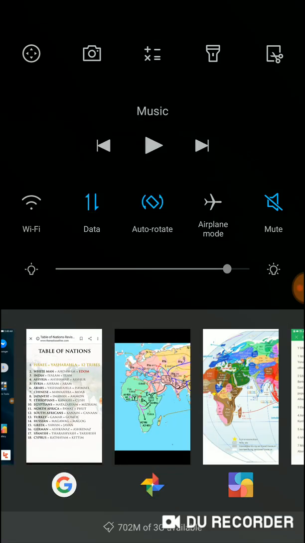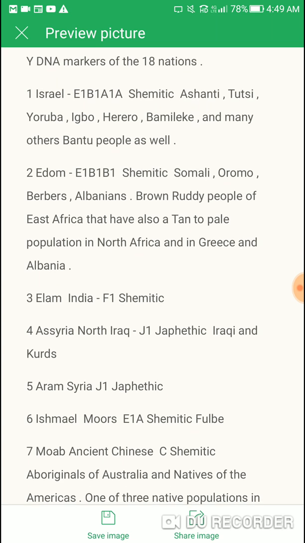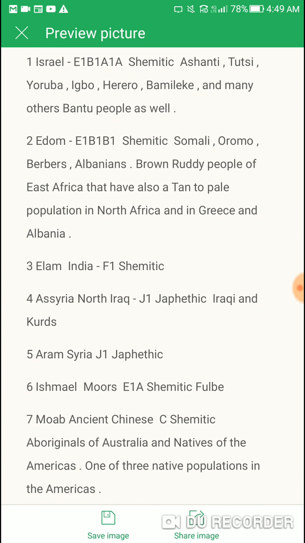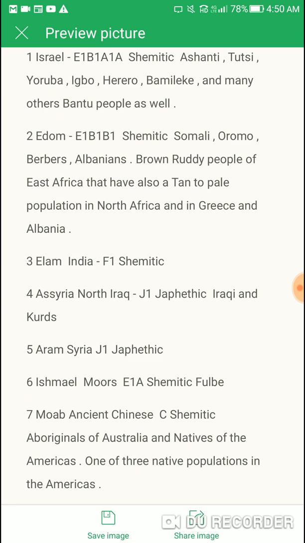Okay, now we're gonna go into my note page. So this is the YDNA format of it. I'm gonna scroll up a little bit. You look at it for a few seconds. I'm gonna scroll up some more to let you look at the other countries.